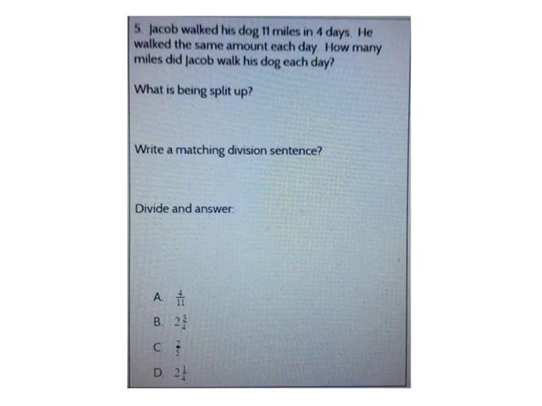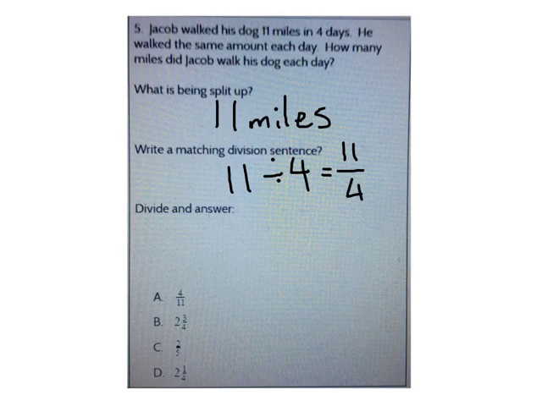Let's do one last problem. Jacob walked his dog 11 miles in 4 days. He walked the same amount each day. How many miles did Jacob walk his dog each day? What's being split up in this problem? The 11 miles are being split up. So what division sentence can I use to solve this problem? Well, I need to split 11 miles across 4 days. 11 divided by 4. That gives me 11/4.